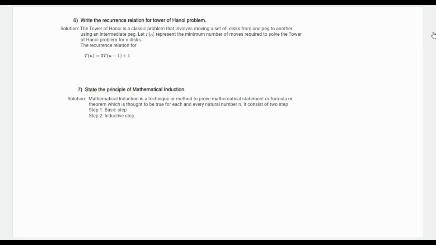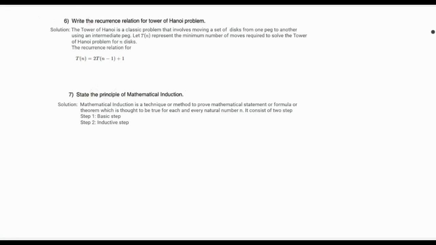Moving with the next one. Question number 6, write the recurrence relation of the Tower of Hanoi problem. The Tower of Hanoi is a classical problem that involves moving a set of disks from one peg to another using an intermediate peg. Let T(n) represent the minimum number of moves required to solve the Tower of Hanoi problem, and n is the number of disks. So the recurrence relation for the Tower of Hanoi problem is T(n) equals 2 into T(n minus 1) plus 1.